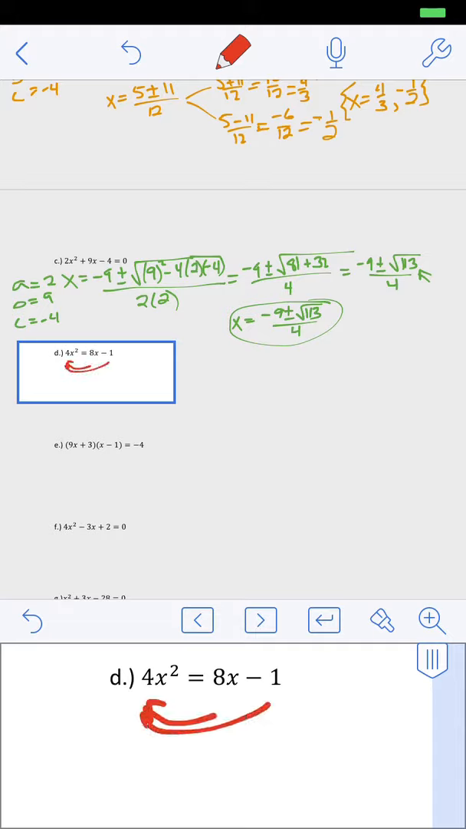By all means, you're more than welcome to move things to the other side. Right? You're welcome to move things to the right-hand side. It works the same, right? Equalities can be written forward and backwards.